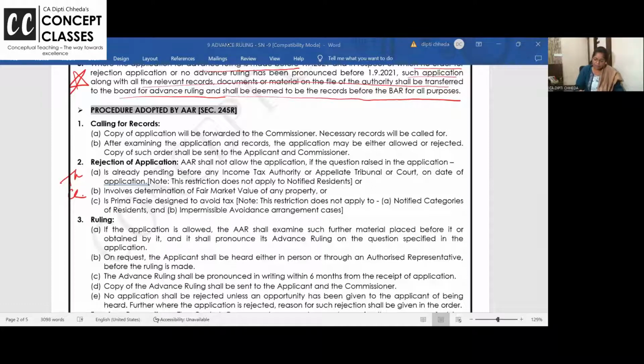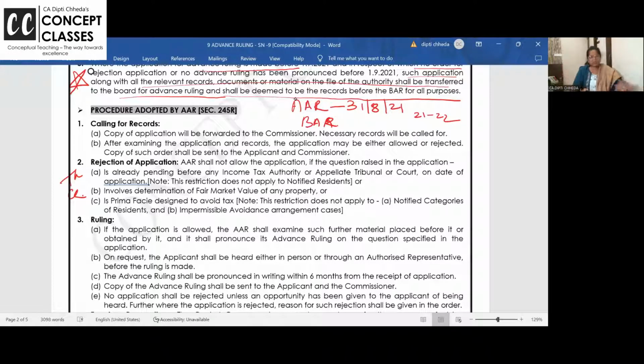Write down. Yes, it is AAR still in your books also. I'm telling you, as a teacher, I could have put everything under the Board. But dear students, AAR is still applicable for your syllabus, no? Till 31st August 21, and your financial year is 21-22. And then it is the Board. So everywhere it is AAR and the Board, both.